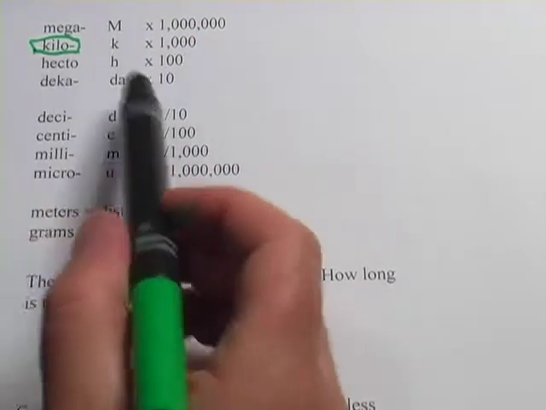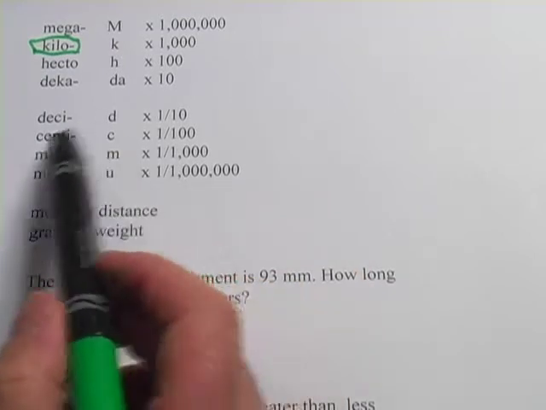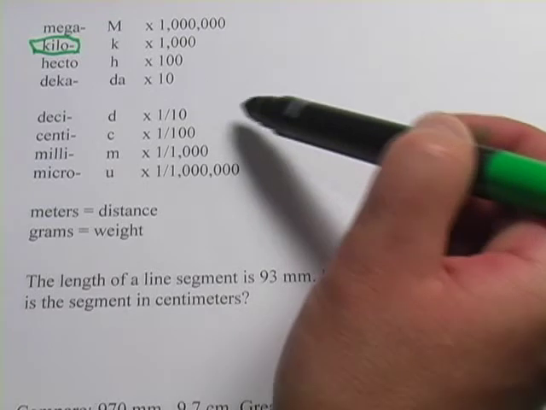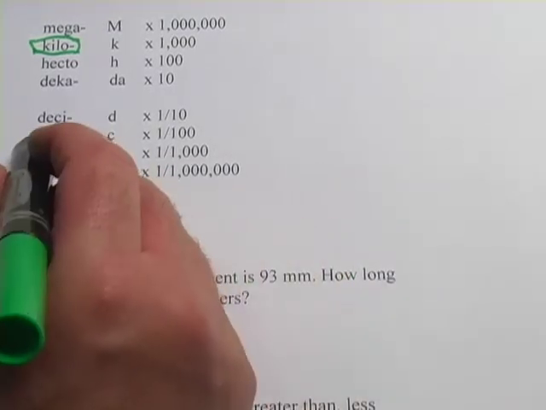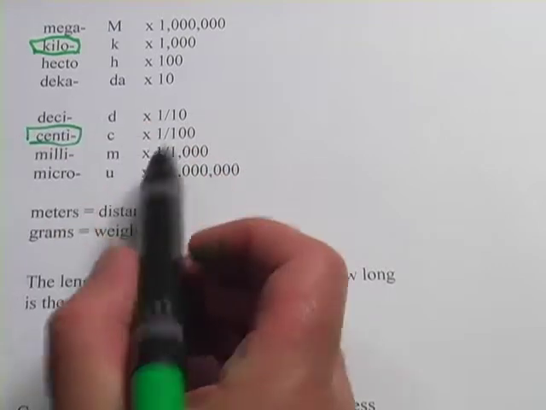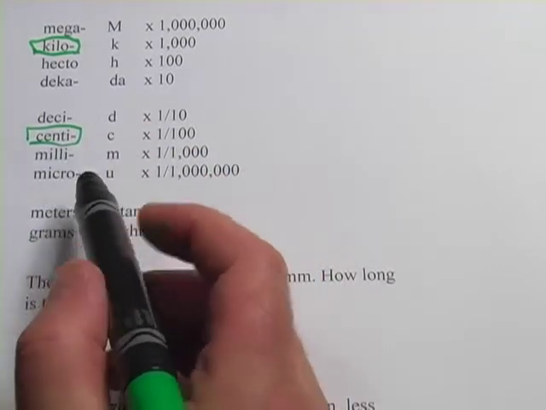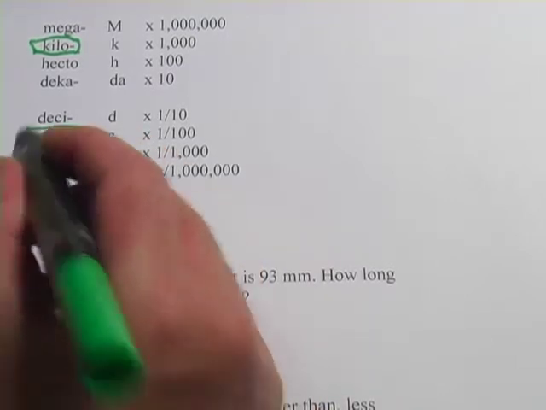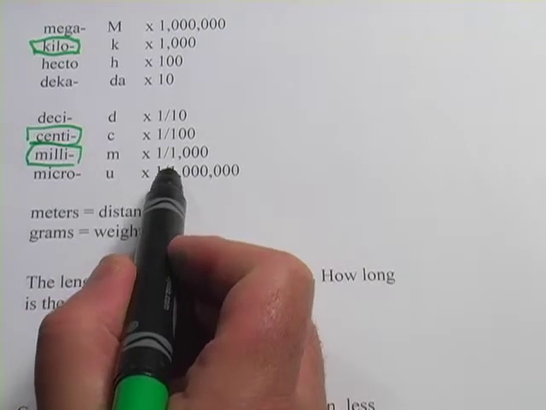There are others. Mega is for 1,000,000, hecto is for 100, deca is for 10. And then there's these, which are for fractions. So these are the big ones. These are the smaller ones. Deci is a tenth. Centi, that's an important one to remember. That's 1/100th. A centimeter is 1/100th of a meter. Milli is also an important one. That's 1/1000th. So a millimeter is 1/1000th of a meter.